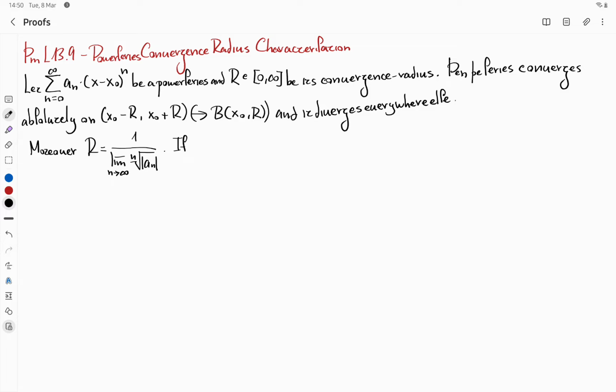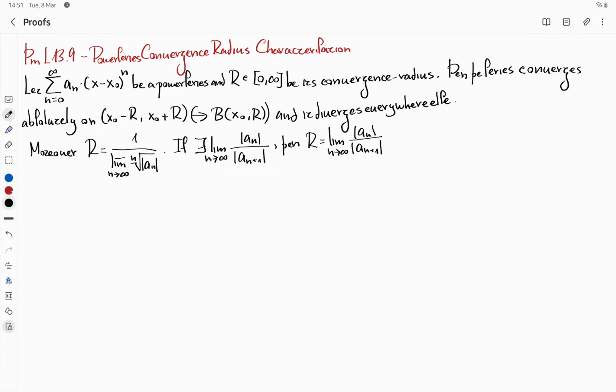Now, if the limit as n approaches infinity of a_n over a_(n+1) exists, then we have that the radius is also equal to this limit. Like so. So we have the limit of a_n over a_(n+1), both in absolute value.